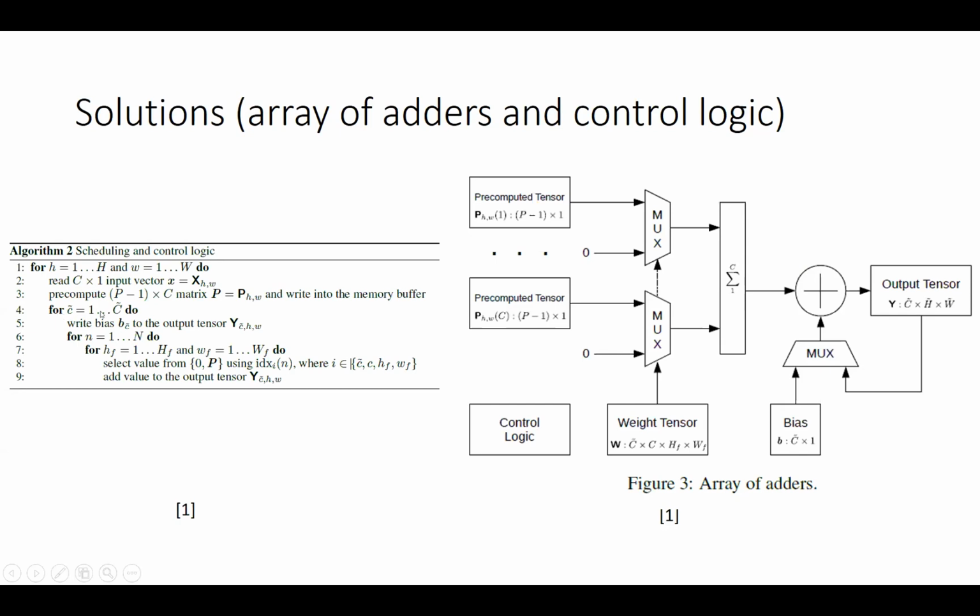In our case, we have 2 output channels because we have 2 filters. You would write the bias to the output tensor. And then for each level of quantization, in our case, we have 2, we're going to loop through the values of the filter, select the correct value from the pre-computed tensors using the weight, and then add them up with the array of adders.